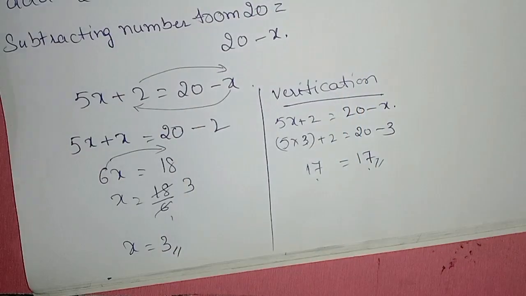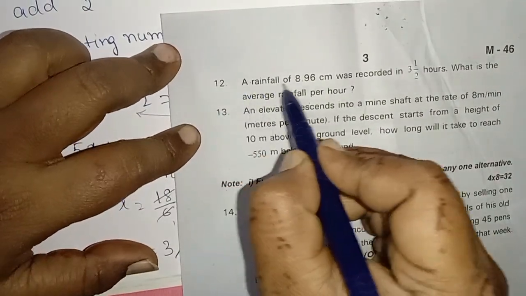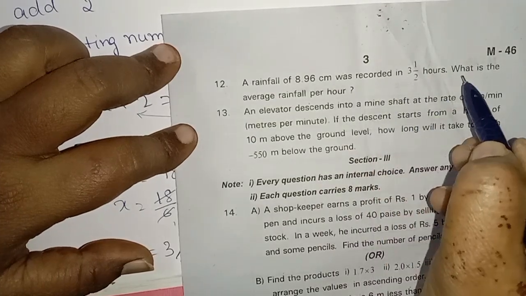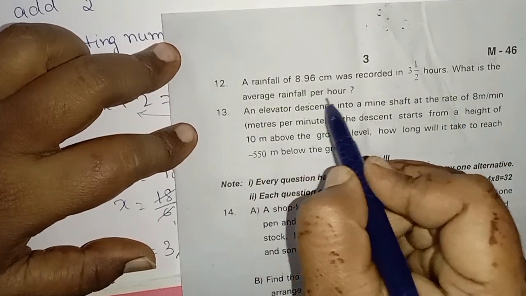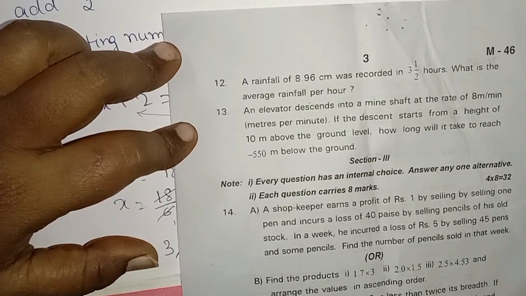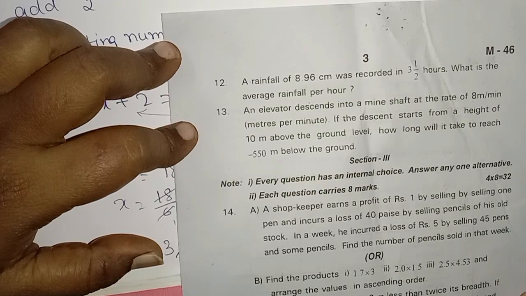Next, 12th question. A rainfall of 8.96 centimeters was recorded in 3.5 hours. What is the average rainfall per hour? The rainfall recorded is given and how much time is given. We have to find the average rainfall per hour.